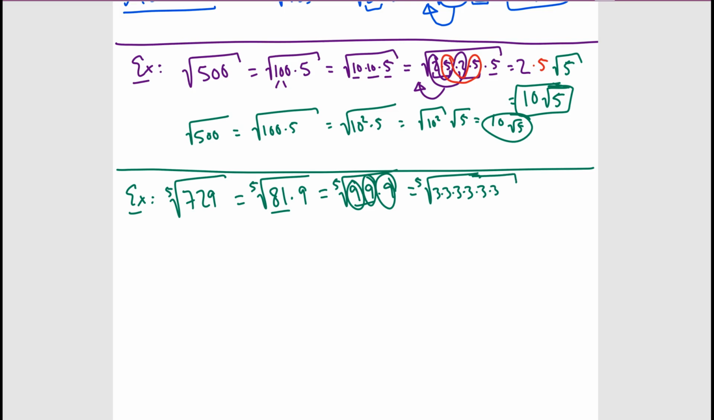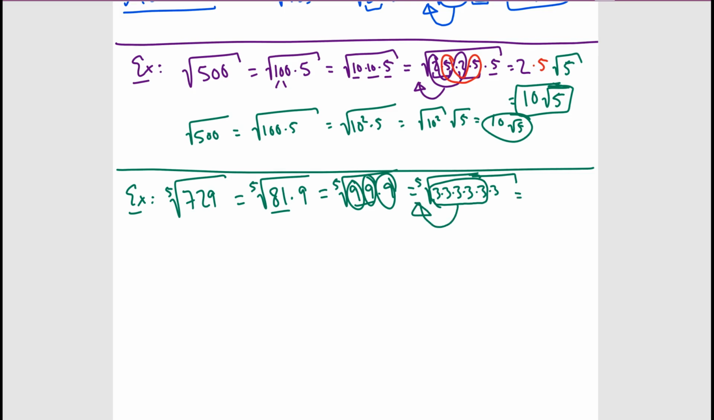Okay? All right, now here we're not looking for pairs. Here we're looking for fifths. So what I'm going to do is look for sets of 5. So here is 1, 2, 3, 4, 5. So here is a whole set of 5. All of these are going to come out and party.